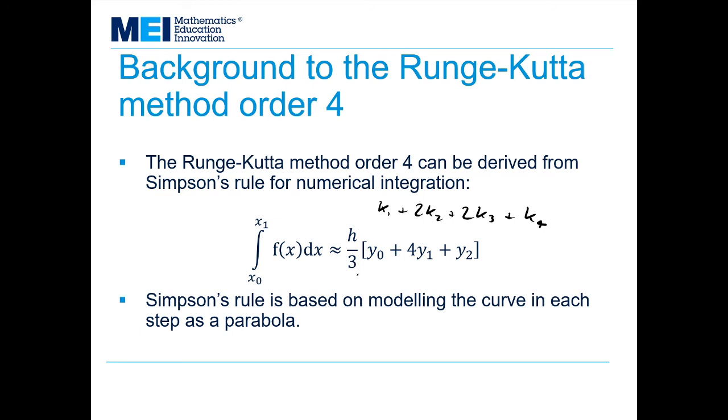And the other difference between Simpson's rule and the Runge-Kutta method is that we've got h over 3 here. That's because the way that the intervals are defined is slightly different, so we've divided things up into 6, whereas Simpson's rule is dividing things up into 3.